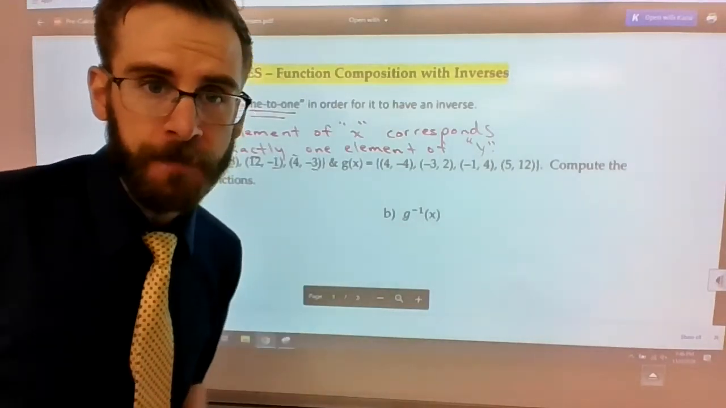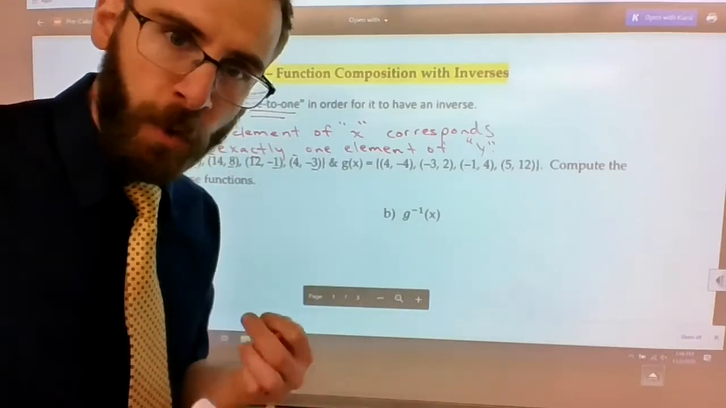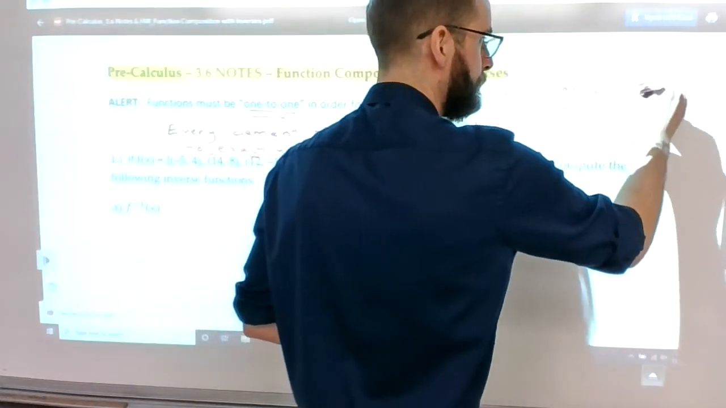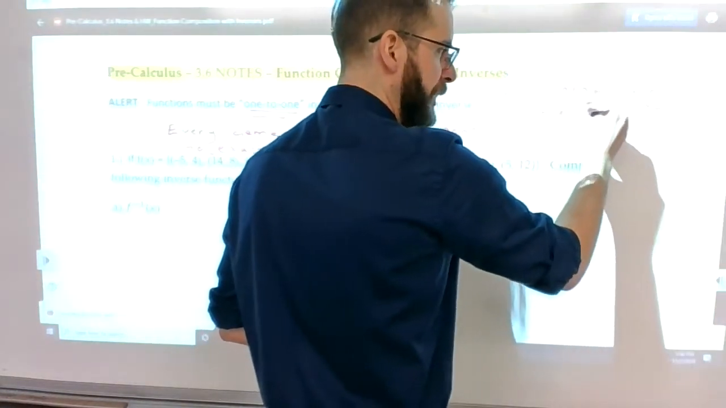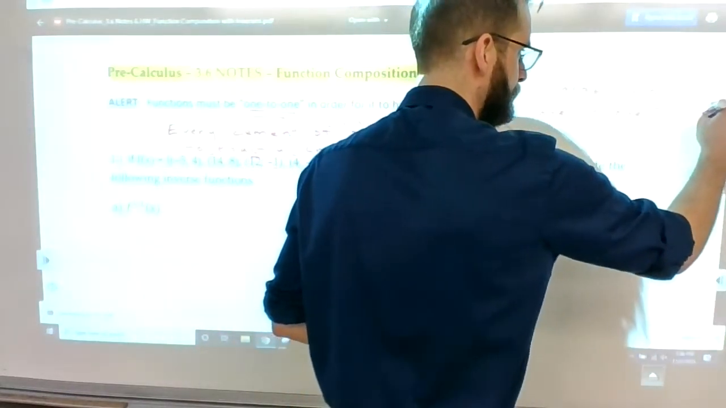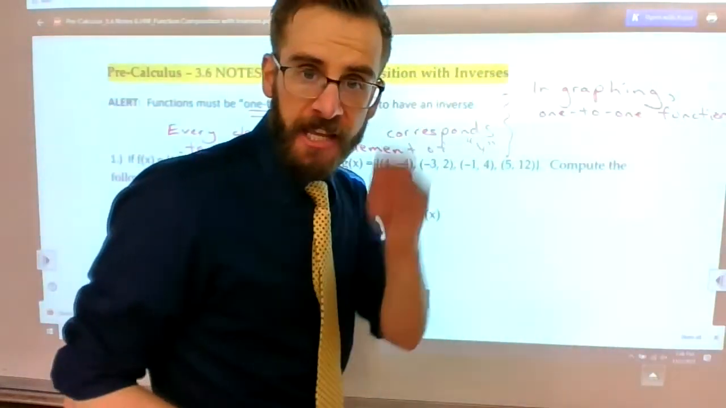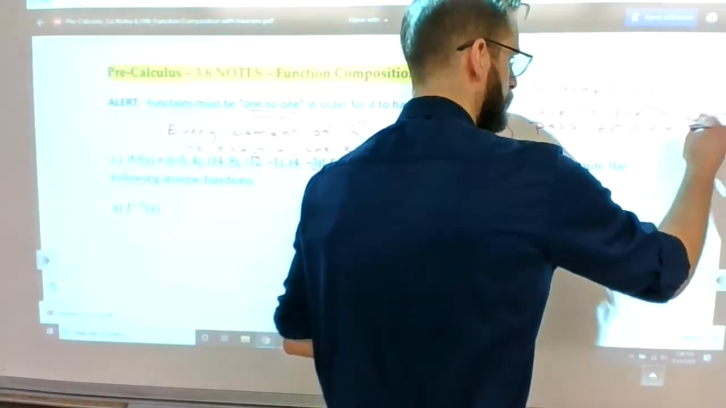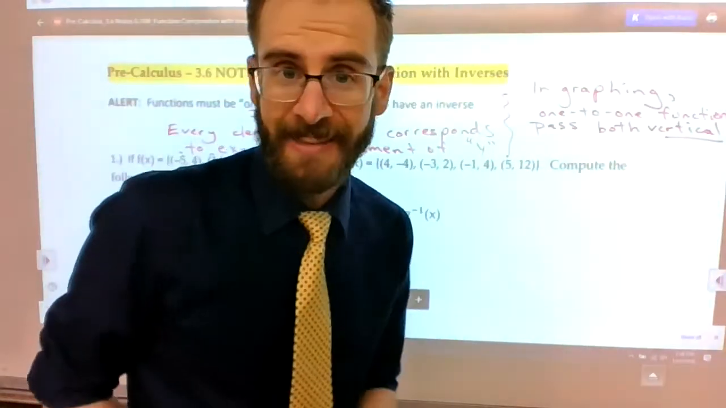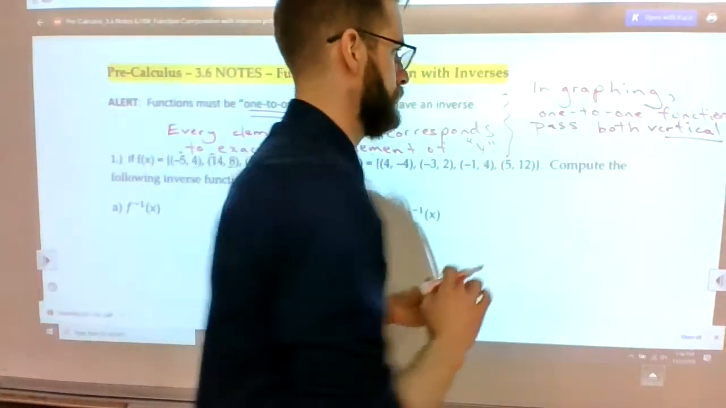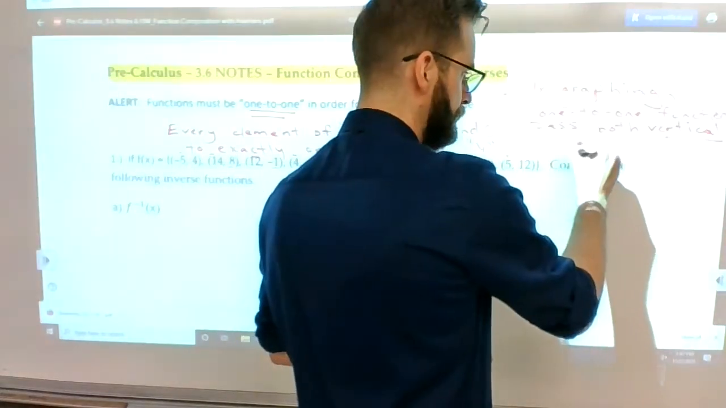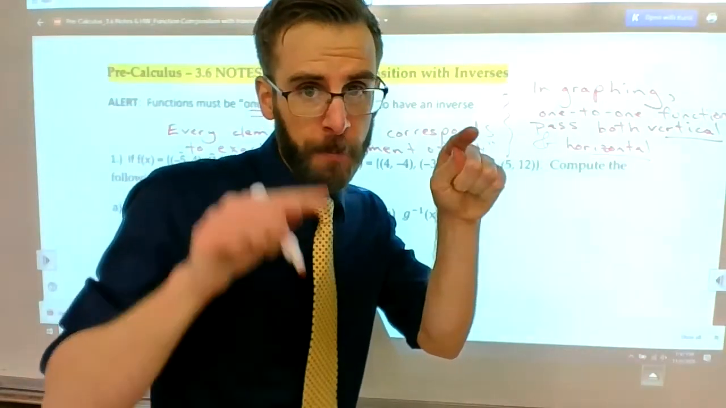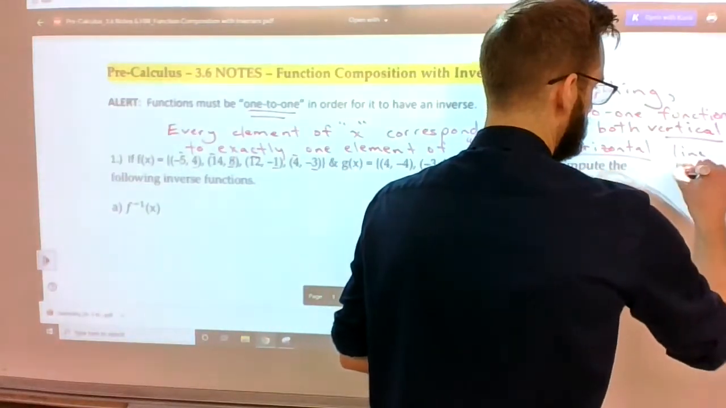From a graphing approach, 1-to-1 functions pass both the vertical line test, which means that there can only be one y per x value, and the horizontal line test, which means that there can only be one x value per y value.